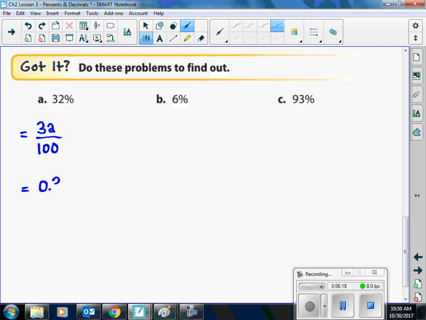0.32. And it's as simple as that. Is everybody clear? What's even simpler is that when we're changing from a percent to a decimal, which way do we move the decimal? To the left. How many times? Twice. So here we're going to take this decimal that's right there at the end, and we're going to move that decimal 2 places to the left.